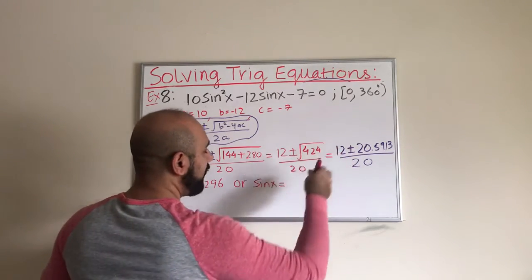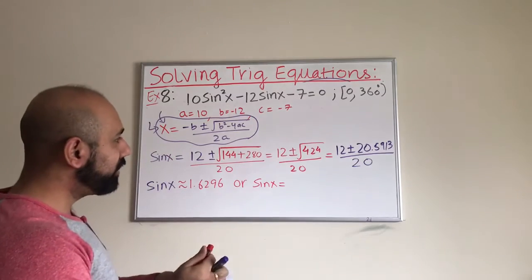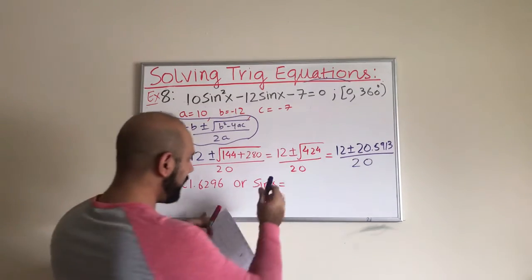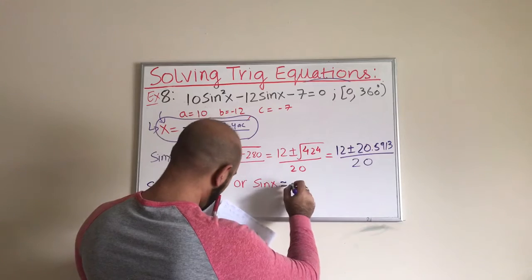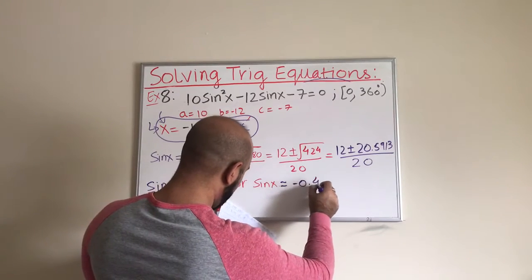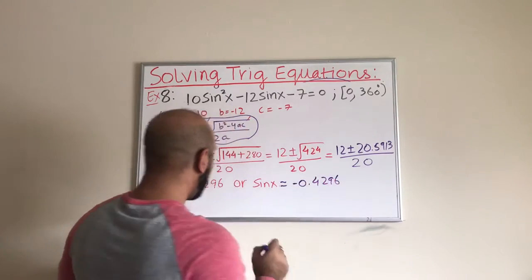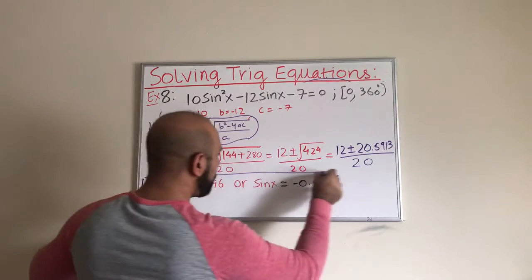For that one, I used the minus 12 minus. Obviously, I'm going to get a negative value, and that is what I got here. A negative 0.4296. Okay, so guys, let us focus on these two now.